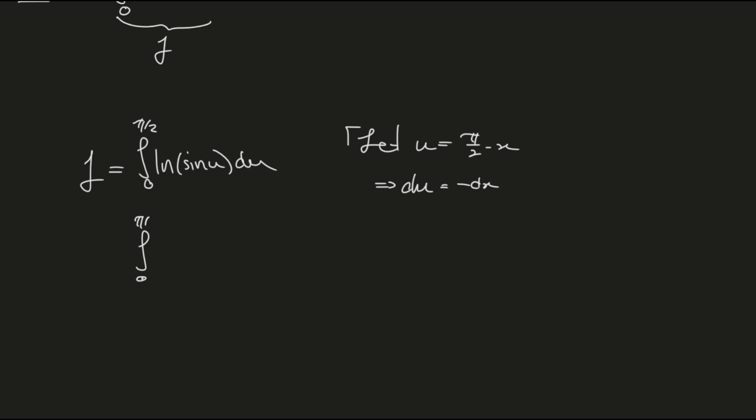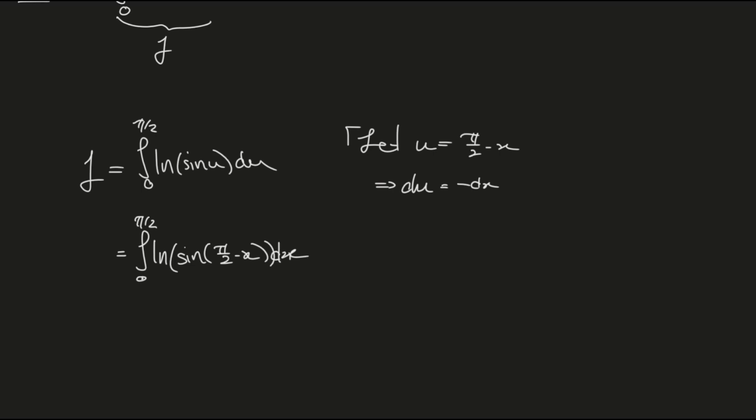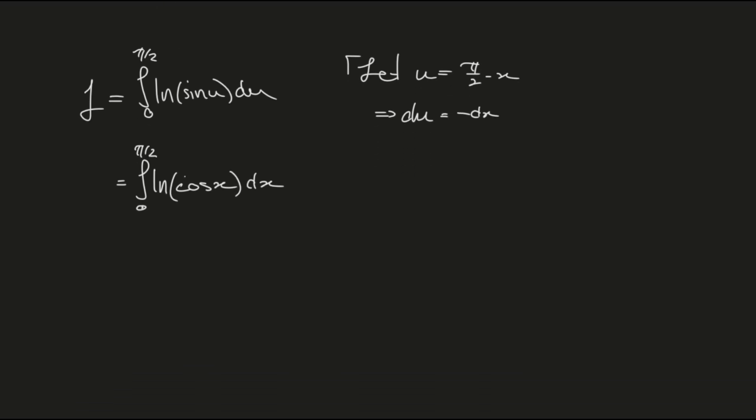So we now have an integral from 0 to pi by 2 again of log of sine u, which becomes log of sine of (pi by 2 minus x) dx. Now some of you might know that sine of pi by 2 minus x is just cosine x. It's a nice symmetry that it has, so we can replace this with log of cosine of x dx. So we know J doesn't matter if you put a sine or a cosine in there, it's still the same result in the end.